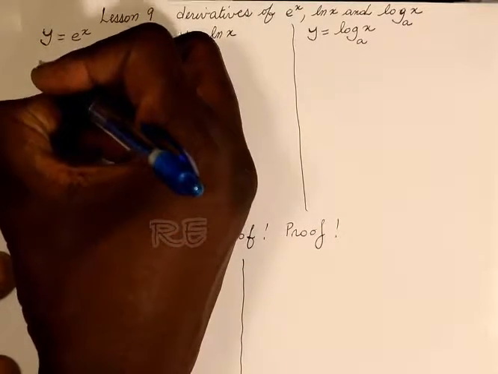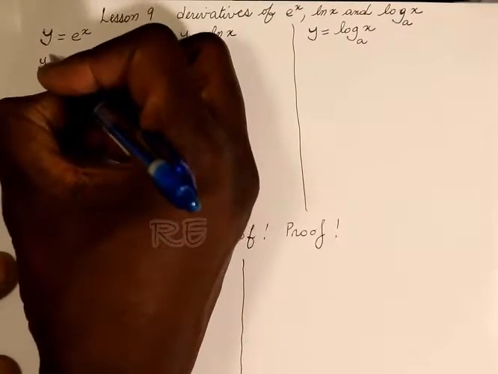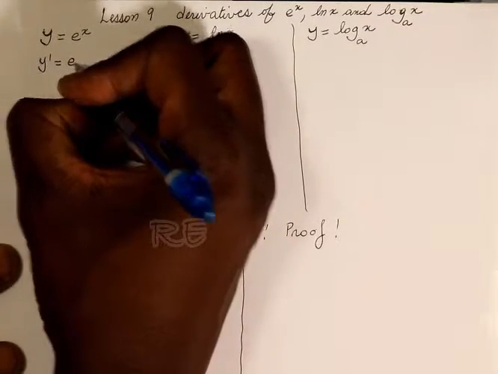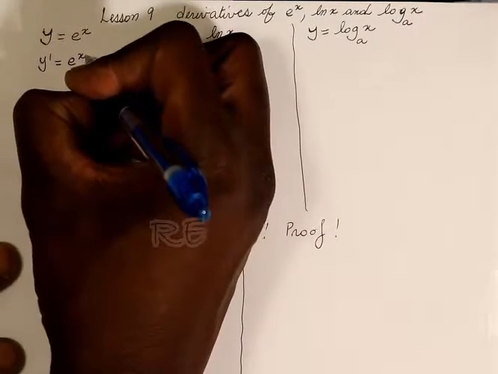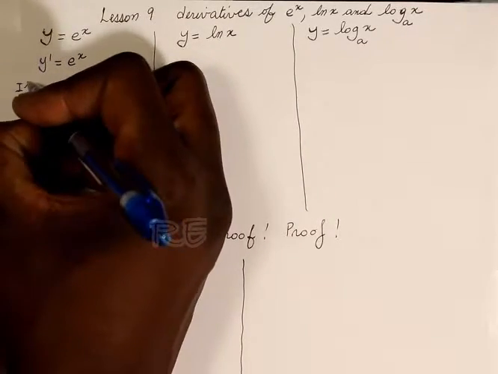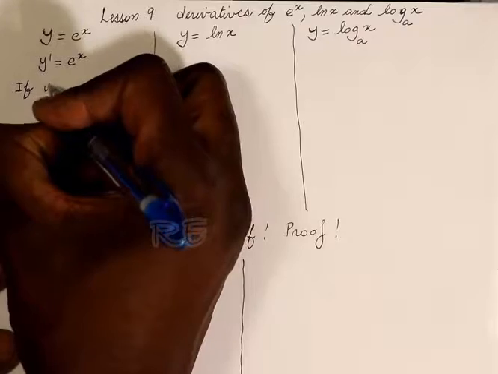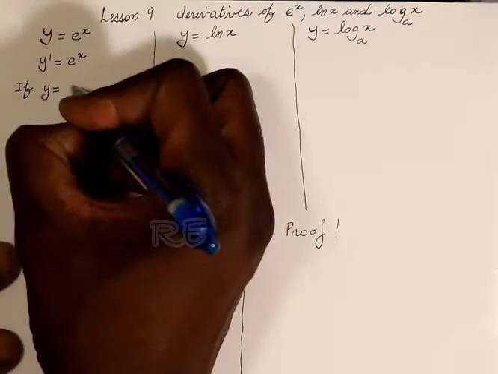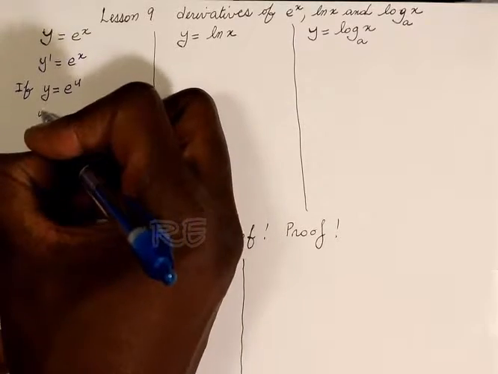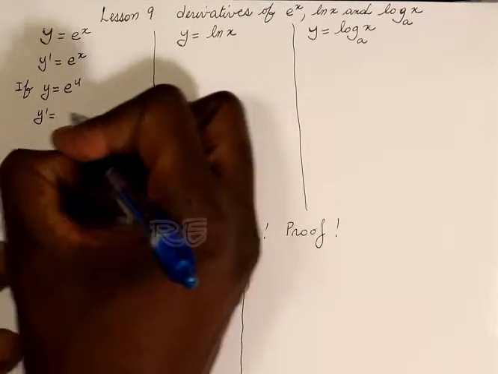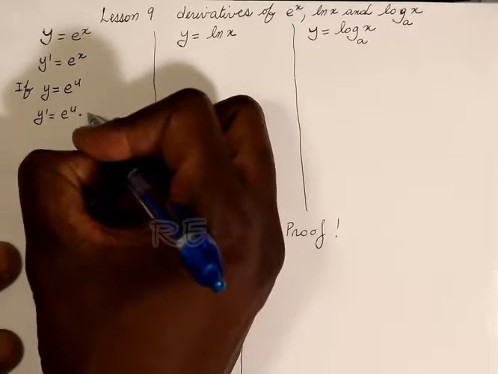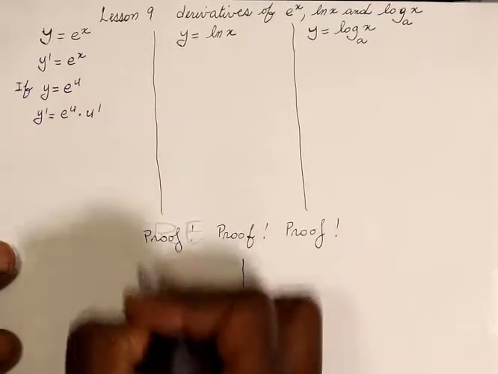For the function y equal to e^x, y prime will be just e^x. Now, if we have a composite function y equal to e^u, then y prime will be equal to e^u multiplied by u prime.